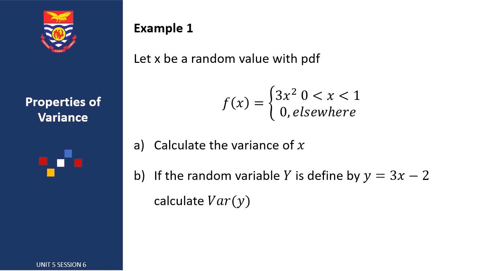Let X be a random variable with a PDF f(x) equal to 3x squared over the interval 0 to 1, and 0 otherwise. We have to calculate the variance of X, and part B of the question says if the random variable Y is defined by Y equal to 3X minus 2, we have to calculate the variance of Y. So the question is twofold, an A part and a B part. Given the function 3x squared over the interval 0 to 1, calculate the variance of X.